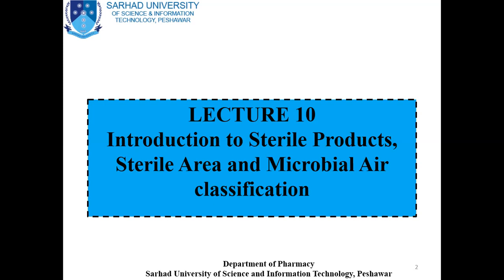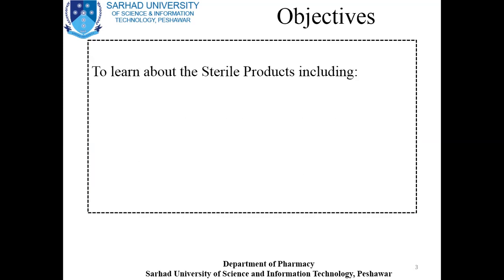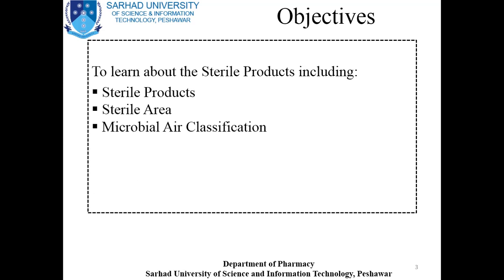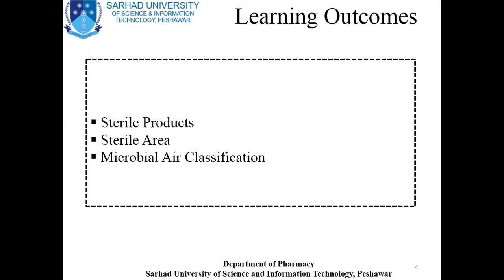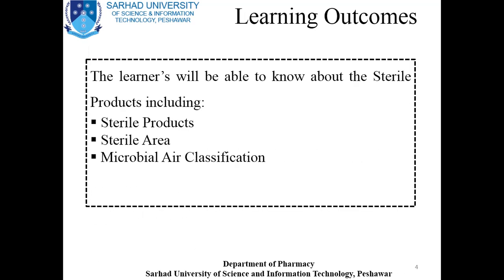Dear students, the main objective of this topic is to learn about the sterile product, including the introduction of sterile product, sterile area, and microbial air classification in the pharmaceutical industry. After the completion of this lecture, dear students, you will be able to learn about the sterile products, sterile areas in the pharmaceutical industry, and the microbial air classification.